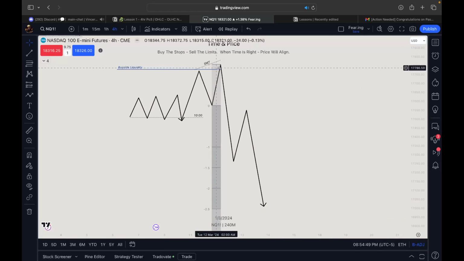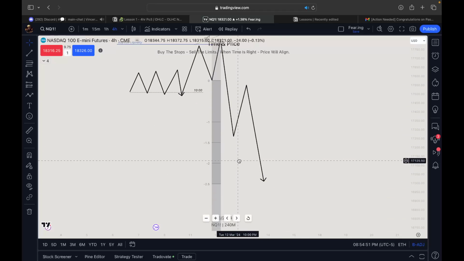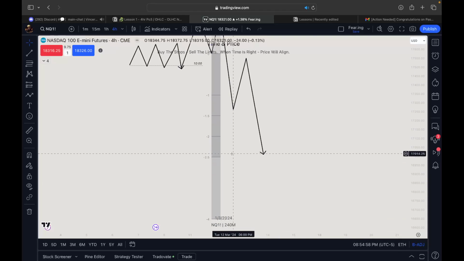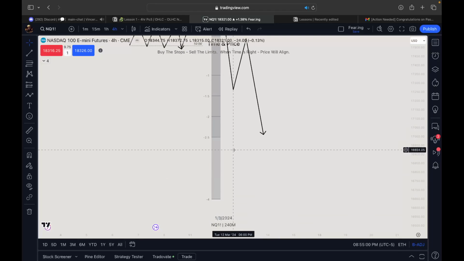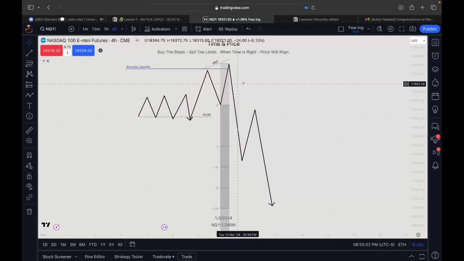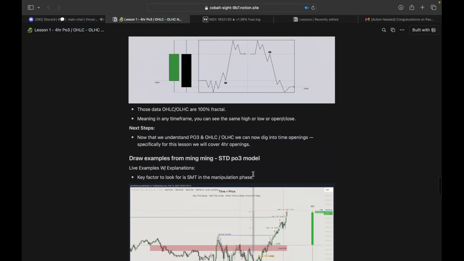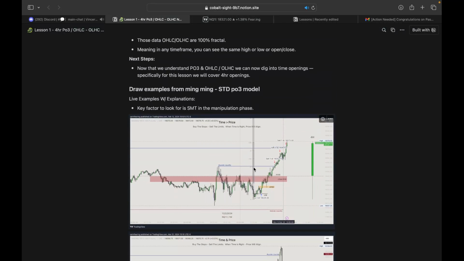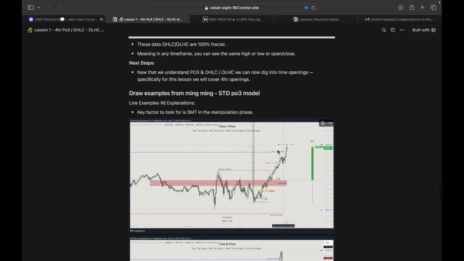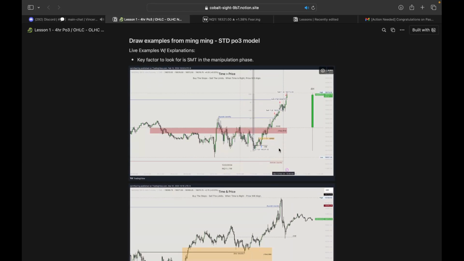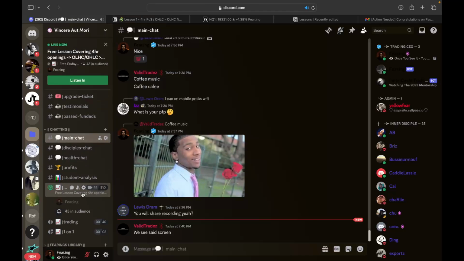So look for the manipulation leg. If you know standard deviation, which I covered in the previous lesson, we target -2, -2.5. Below this, we target -4. And so that is a bullish and bearish example. So let's get into some live examples. Actually, before I do that, I want to confirm there are no other questions.